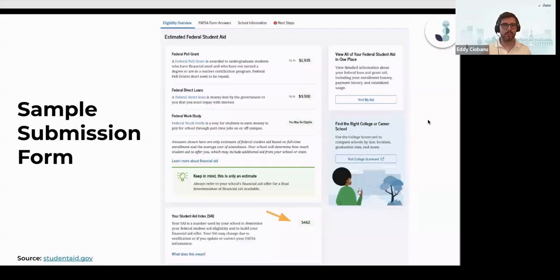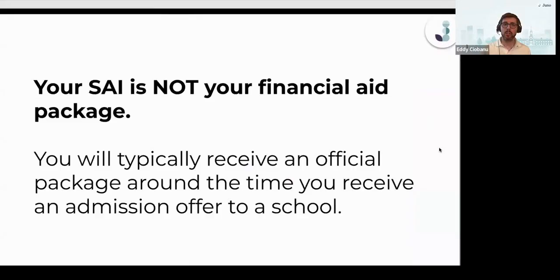Now, again, this is just a sample form that you'll see. You'll see the student aid index at the bottom. This number here in this example is 5462. Just to reiterate, the student aid index is not the financial aid award.